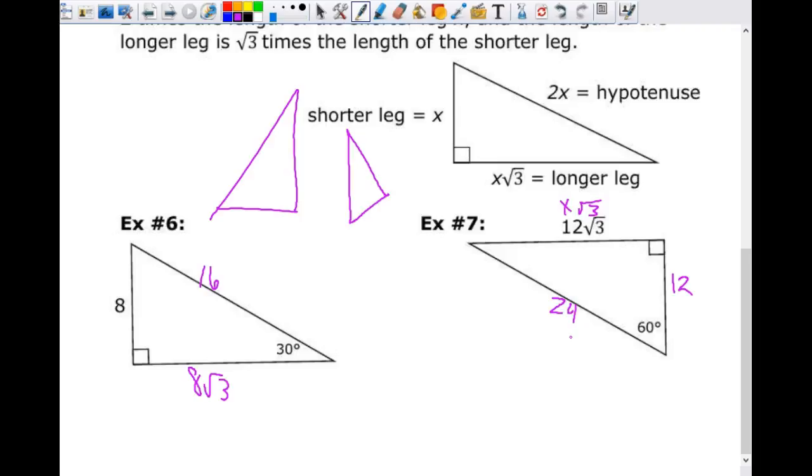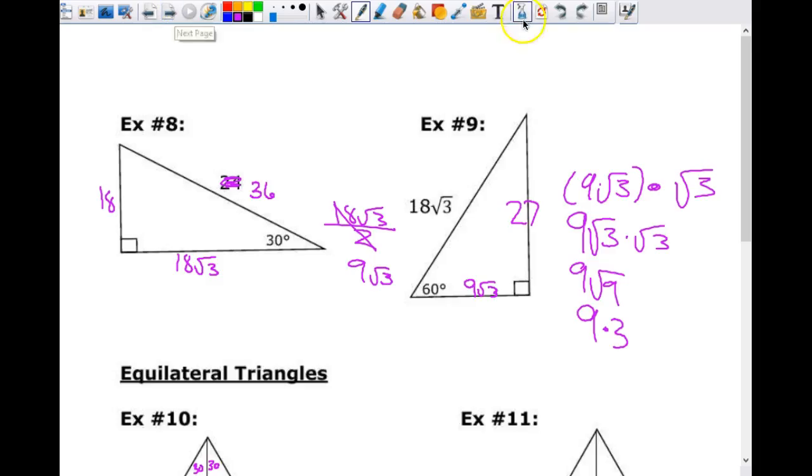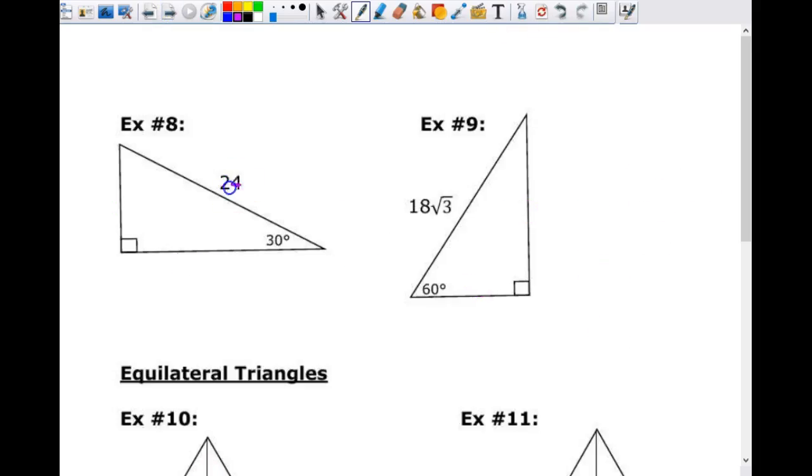All right, moving on to the next page. Which changes? I don't want that to be 24 because we just did one that was 24.